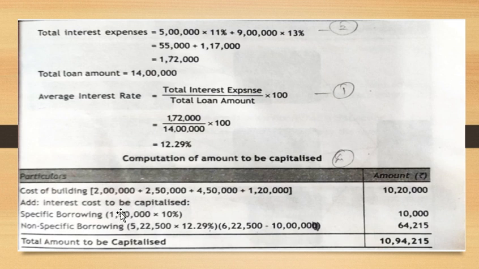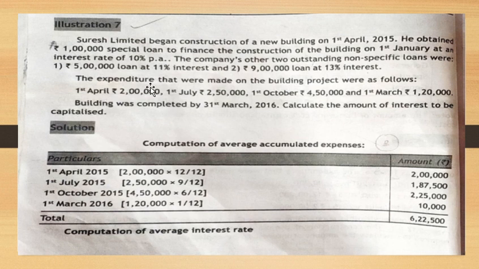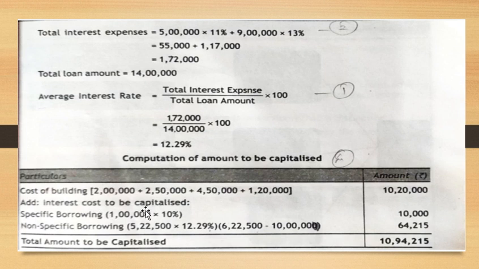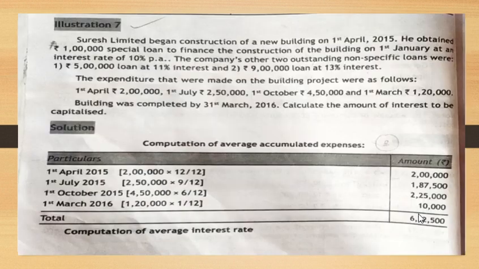This loan was taken in the previous year, but the expenditure incurred for it is for this financial year, that is on 1st April 2015, which is 2 lakhs. So you're using the 1 lakh to set off the 2 lakh expenditure. So that special borrowing interest also will be capitalized along with this loan amount. So out of the 6,22,000, we are minusing the 1 lakh loan in order to show what is your specific and non-specific loan.